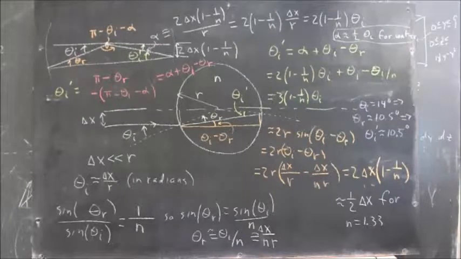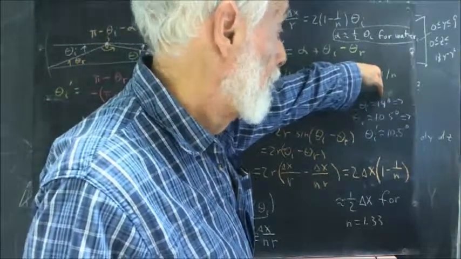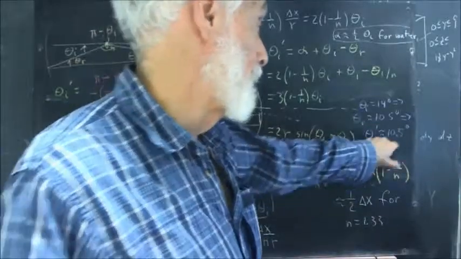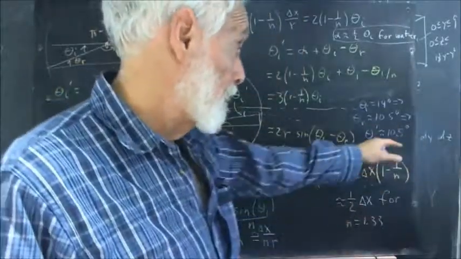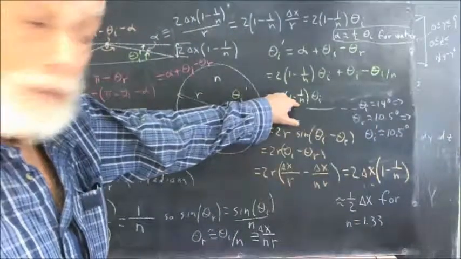Now this video is getting too long. I'm going to have to continue in a shorter video, and show what happens if theta I is 14 degrees. It's going to follow that theta r is 10.5 degrees and theta I prime is coincidentally about 10.5 degrees. That's a coincidence of the fact that n is about 1 1/3.